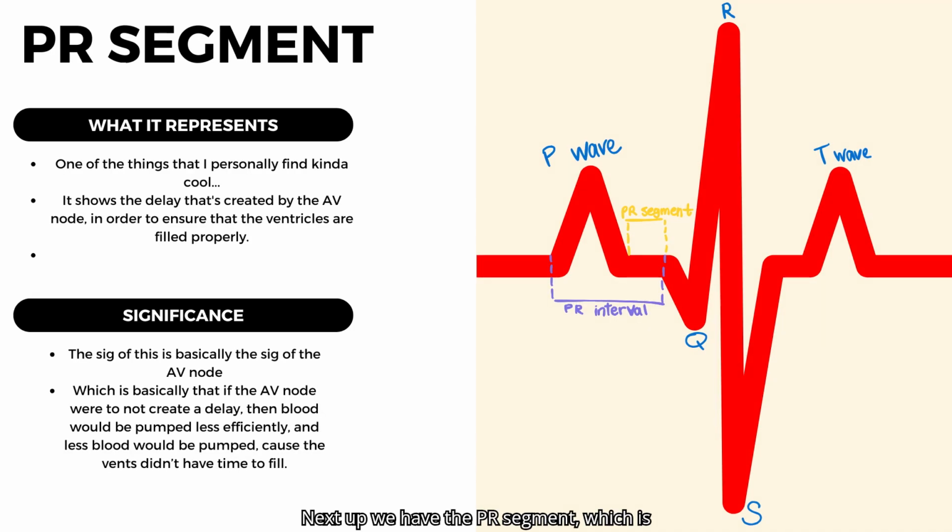Next up, we have the PR segment, which is the space between the end of the P wave and the start of the Q wave. Even though it's called PR, it's more like PQ, but it's still called the PR segment. This is one of the things that I find really cool about the EKG chart, because this little segment shows the delay created by the AV node. At the end of the P wave, aka atrial depolarization, the signal has reached the AV node, and so this PR segment, this little amount of time, is a delay created so that the ventricles can fill. And then the Q wave is the ventricles depolarizing or contracting.